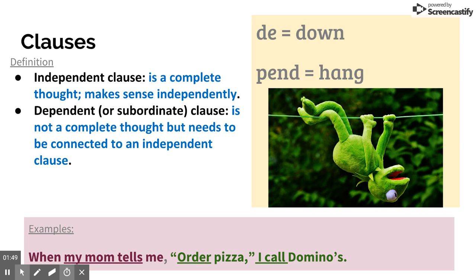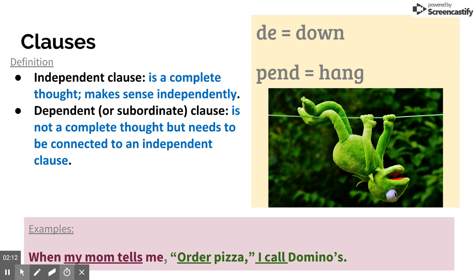And our vocab roots can actually help us out here to remember the difference. So de means down and pend means hang. So a dependent clause is a clause that does not make sense unless it can hang on to an independent clause, kind of like our friend Kermit here. Dependent clauses often begin with subordinating conjunctions like if or as or since or because.